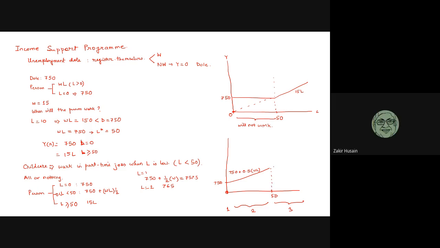Once she reaches over here, she gives up the unemployment dole. So now the intercept, it will be like this. The equation becomes simply WL. So this had an intercept, but the slope was 7.5. This does not have an intercept, but the slope has doubled.